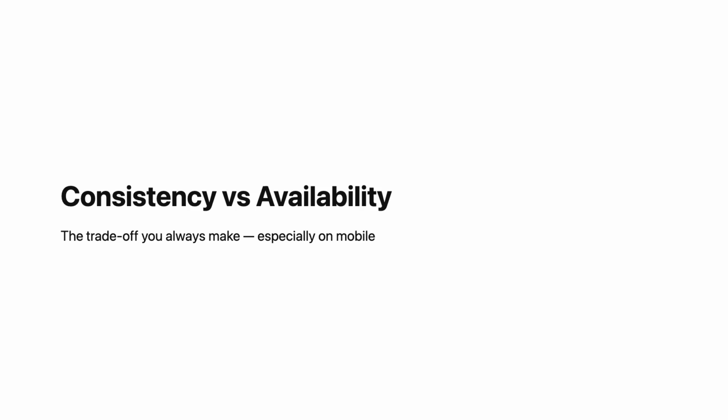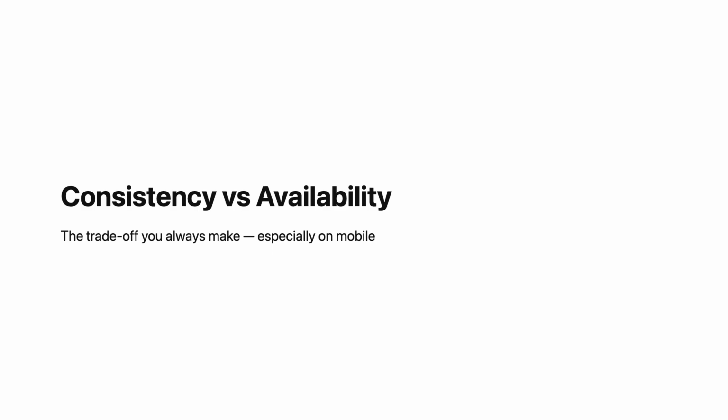We have reached the final video in this course, and I saved one of the most important concepts for last. Every time your app works offline, every time it shows cached data, every time it lets the user edit something without checking the server first, your app is making a choice between consistency and availability. This trade-off is so fundamental to distributed systems that it has its own theorem, the CAP theorem.